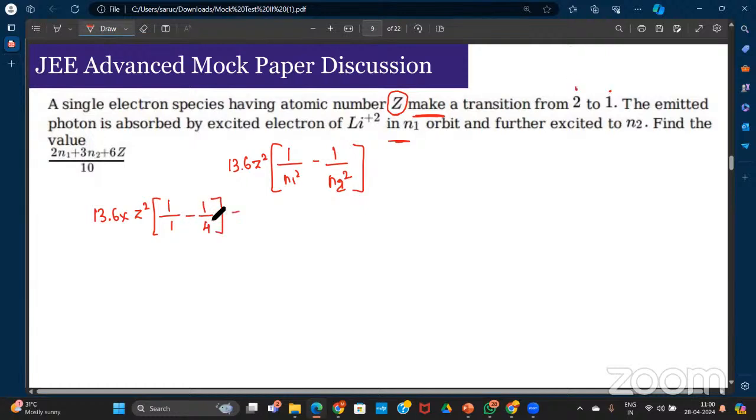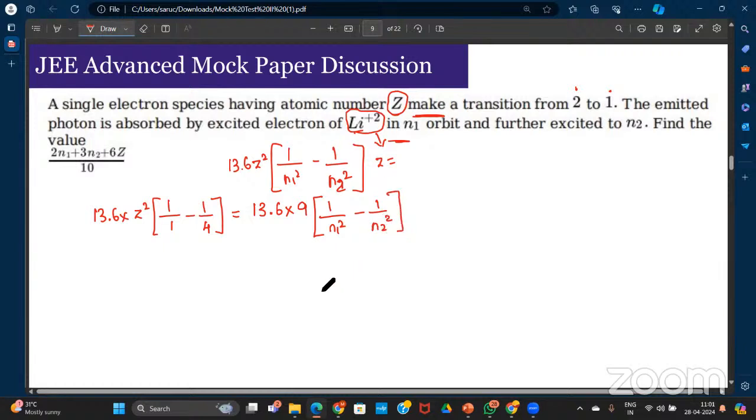2 squared is equal to 13.6 into, here they have given it as lithium 2+. So what will be the Z value for lithium 2+? What would be the Z value for lithium 2+? Yes, it is equal to 3. So 3 squared is 9 by 1 minus, here they have not given the N1 to N2. You have to find it.